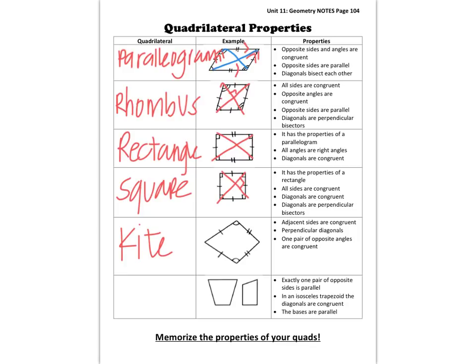So adjacent sides are congruent, and again, adjacent means side by side. 1 pair of opposite angles are congruent, so these two, and then perpendicular diagonals. Finally, we have a trapezoid. Exactly 1 pair of parallel sides. So again, you show parallel lines with that little arrow.